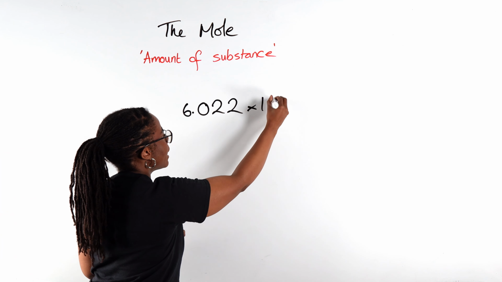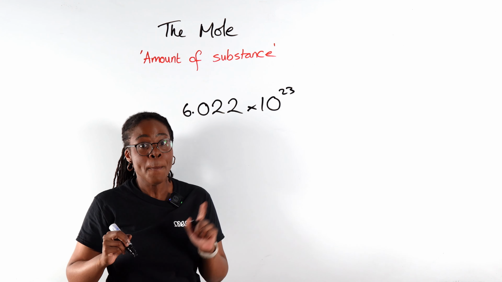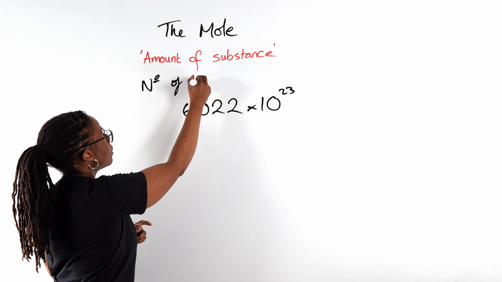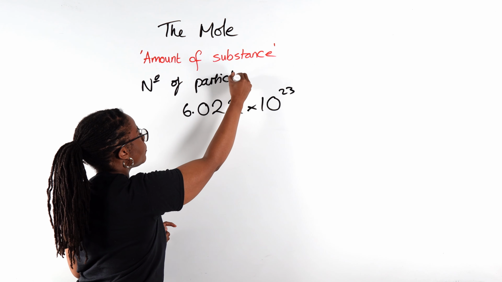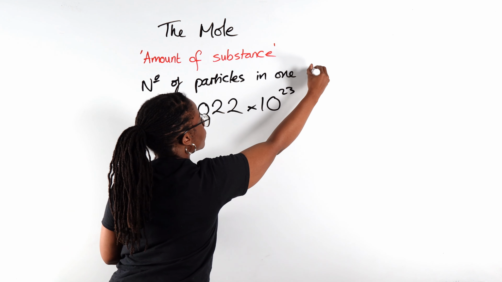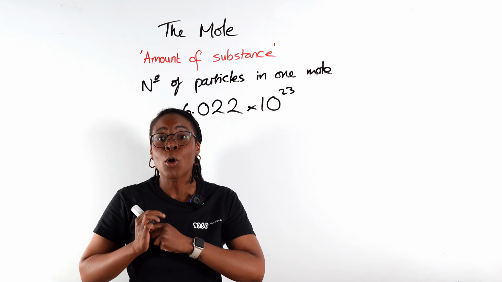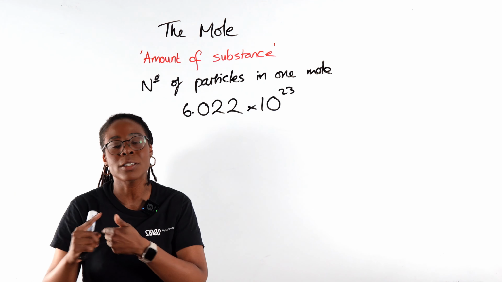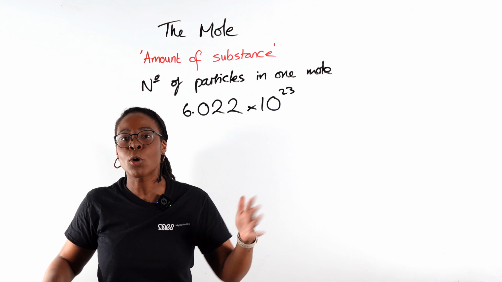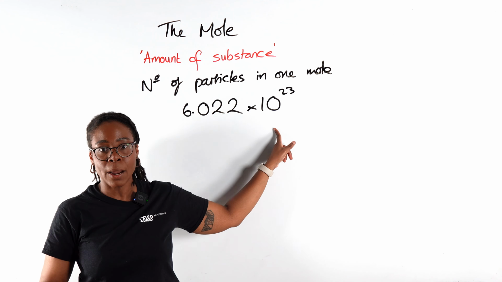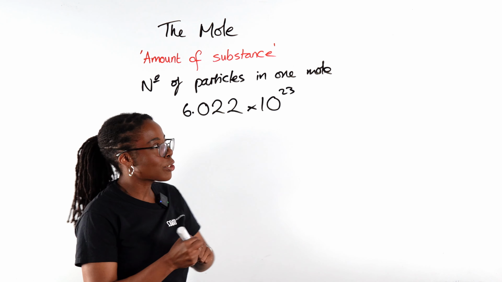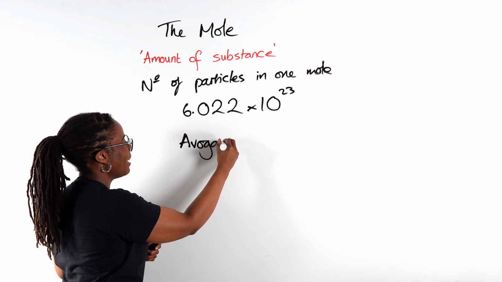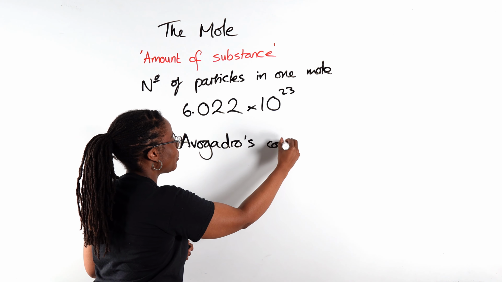6.022 times 10 to the power of 23, because this is the number of particles in 1 mole. And that is 1 mole of any substance, okay? Again, doesn't have to be overly chemical. A mole of donuts, a mole of apples, a mole of atoms, a mole of molecules, all will contain this number of particles. And this number of particles has been given the name, based on the dude that came up with it, Avogadro's constant.